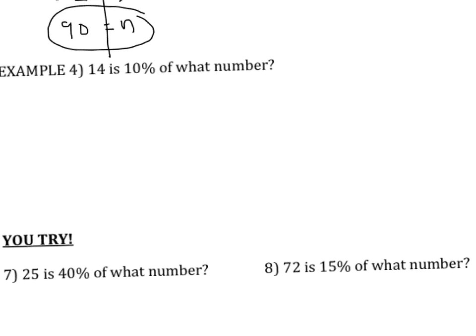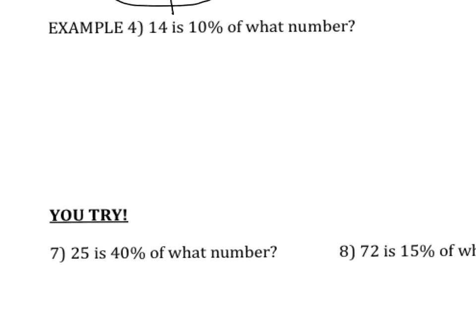Let's go ahead and do one more example. Let's look at example number 4. It says 14 is 10% of what number? Again, I'm going to write out, directly translate. So we have 14 is means equals. 10%, I'm going to have to make that into a decimal. So again, I'm going to take 10, put it over 100. 10 divided by 100 is 0.1. So I have 0.1. Of means times. What number? I'm going to use a variable n. So my equation is 14 equals 0.1n.